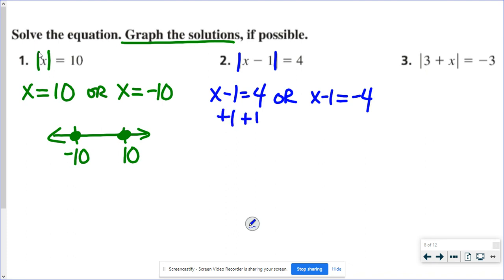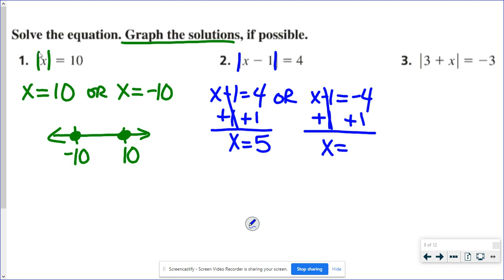Add 1 to both. I'm going to get that x equals 5. If I do that on the other problem, notice I'm not going to get -5. I'm going to get that x is -3. So they're not necessarily going to be opposites. I can check it. 5 minus 1 is 4, and the absolute value is 4. If I put in a -3, -3 minus 1 or plus a -1 is -4, and the absolute value is 4. So for my graph, -3 is smaller, +5 is bigger, 2 points on the number line.